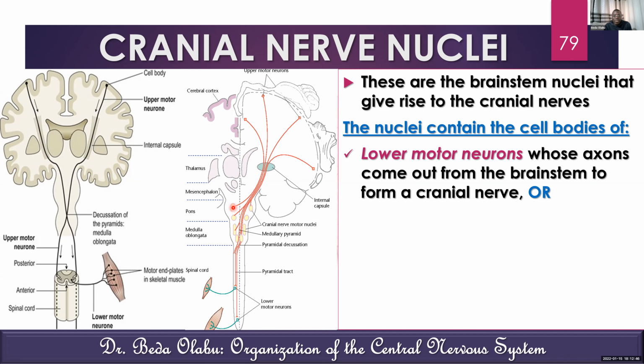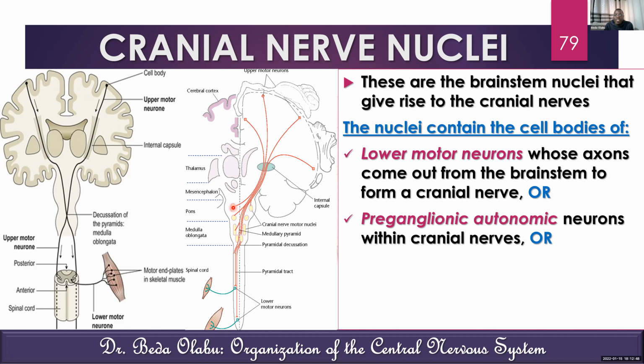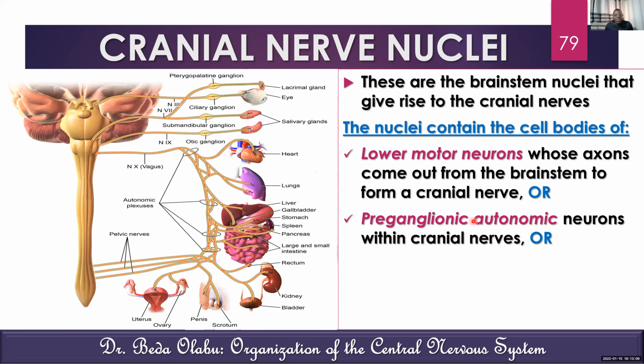That is one category. Another possibility is that these cranial nerve nuclei may also contain cell bodies of the preganglionic autonomic neurons, preganglionic autonomic neurons that arise from the brainstem. Now, based on that, I want you to remember something.